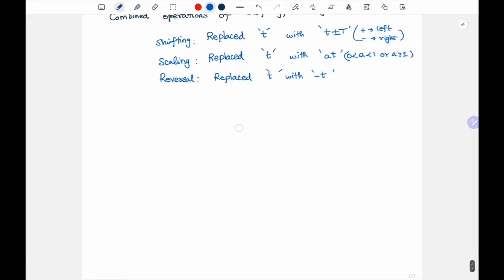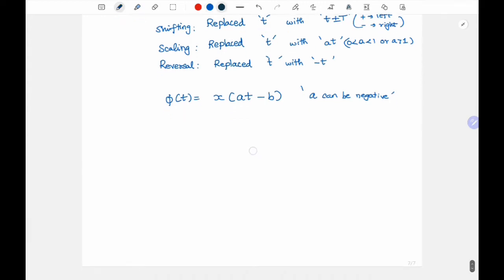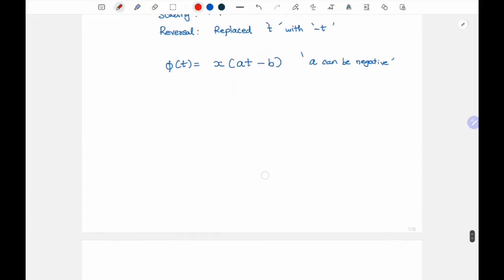So in general, a combined operation will look something like this. So phi of t is x of at minus b. And a can be anything, right? a can be negative here. So if a is negative, then there is a reflection or reversal, right? Time reversal. So now you can achieve this phi of t in two ways. Okay, so let's see both ways.